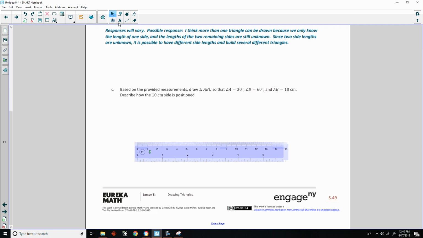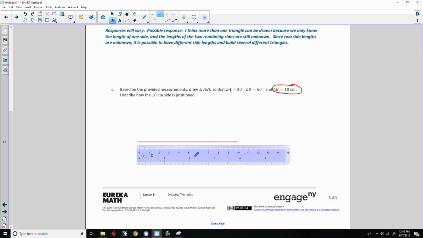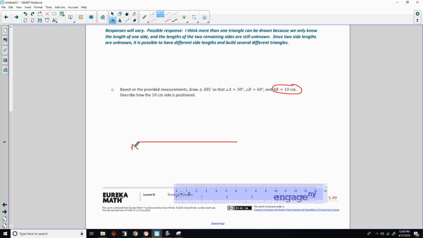I'm going to draw a 10 centimeter side, and I'm going to call it AB. So I start at 0, and I go over to 10. There's my 10 centimeter side. This is A, and this is B. And it's 10 cm. Okay, so I drew the side. That was easy. Okay, but what do we need to draw angles?